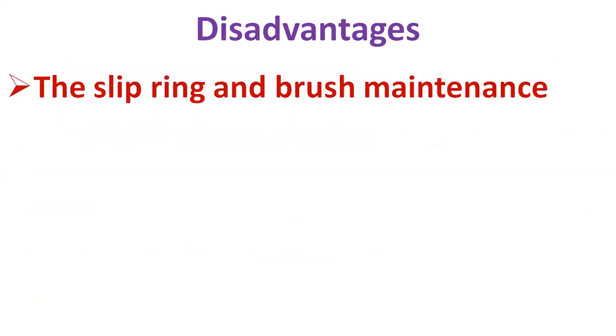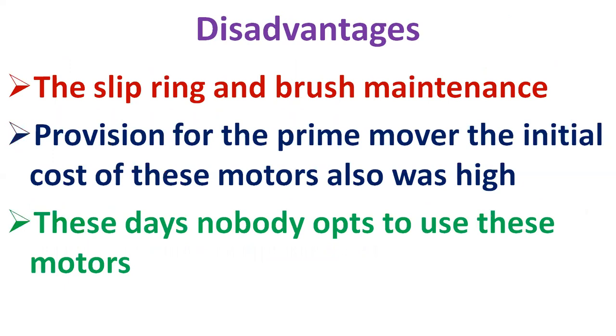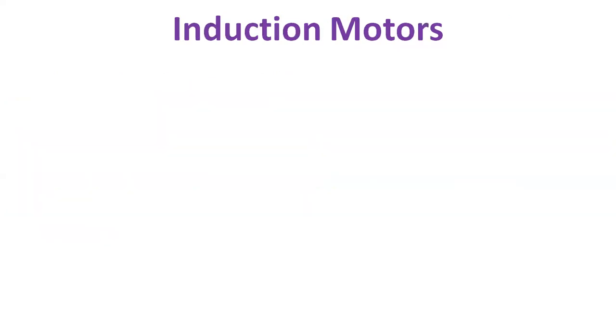Besides the evident advantages of this motor, the disadvantages are the slip ring and brush maintenance and the provision for a prime mover. The initial cost of these motors also was very high, but these days nobody opts to use these motors because of the total control that we get in induction motors.